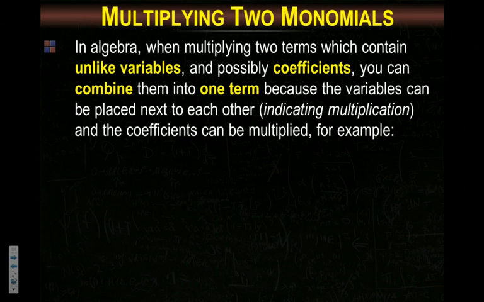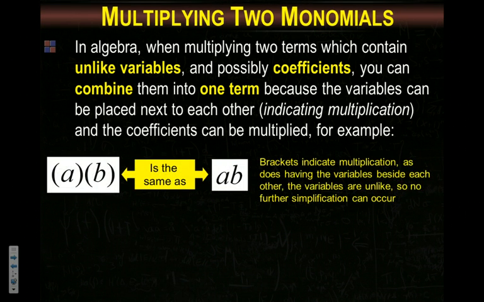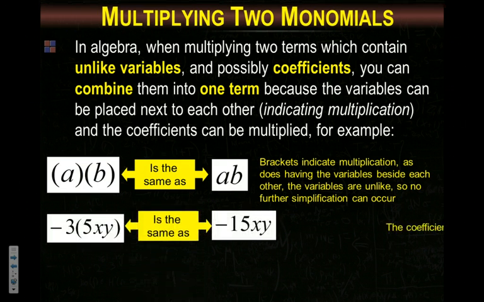But sometimes the variables are going to be different. So for example, a times b, you can't make it into like 2a or a squared. It can only be combined as a times b. Okay?